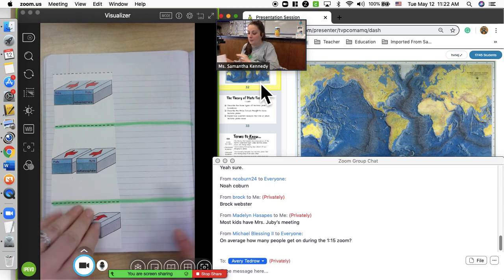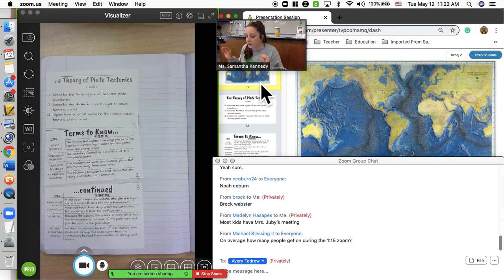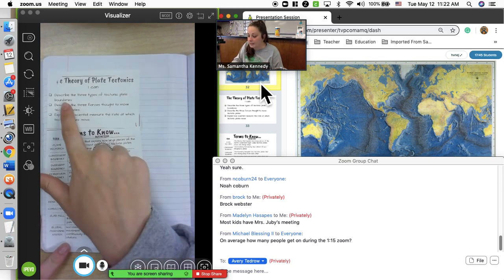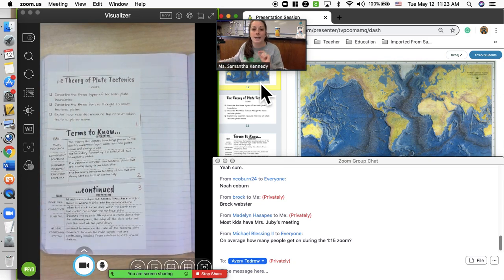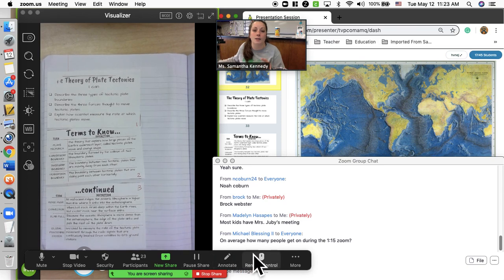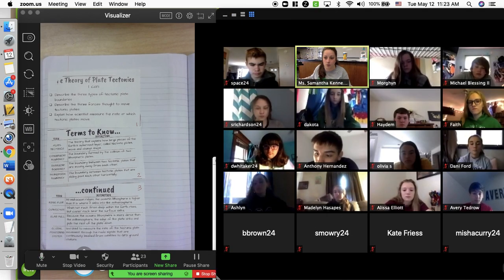I'm actually going to go back a page because I want to talk about our I can statements. Always start with that. Our purpose of this lesson is to describe the three types of tectonic plate boundaries. Here's your first question. What type of movement have we already talked about? Show me with arrows in the chat.